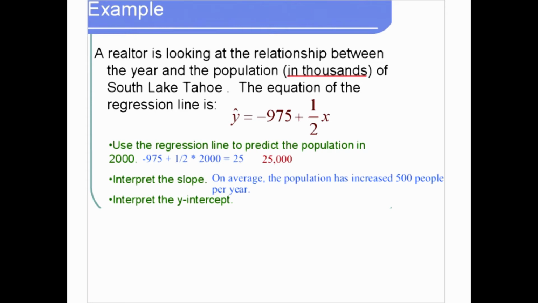Okay, now comes something a little more interesting. That is, interpret the y-intercept. So Shirley, what are your thoughts on the y-intercept? So first, what is the y-intercept? Okay, 25,000. 25,000 was the prediction in the year 2000. But the y-intercept, remember, by definition, is the value of y when x is equal to 0. Does that help?